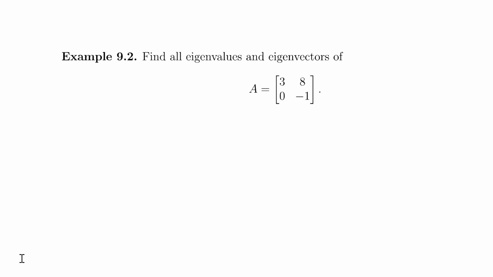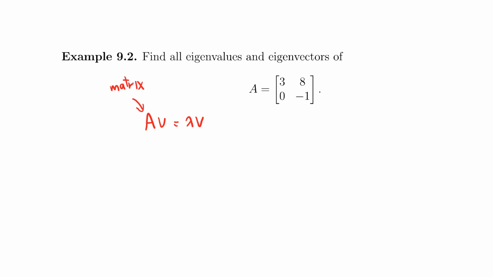So this next example asks us to find all the eigenvalues and the eigenvectors of this matrix A, [[3, 8], [0, -1]]. So all we need to do is find all the vectors V and a constant lambda such that AV equals lambda V. Remember again that A is the matrix that they gave us.